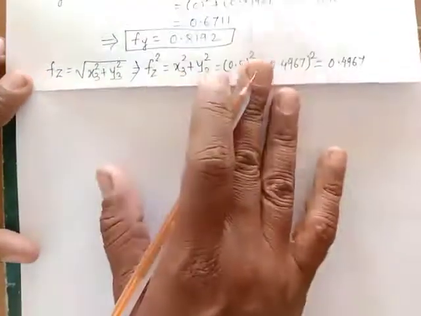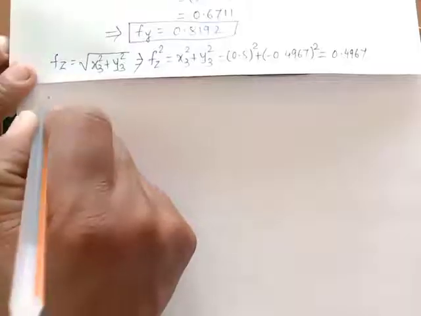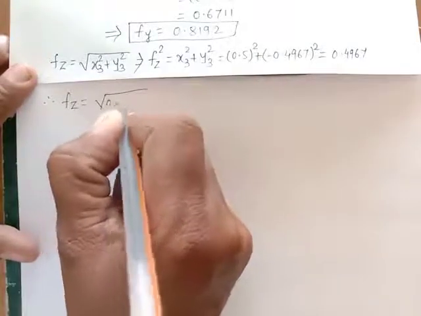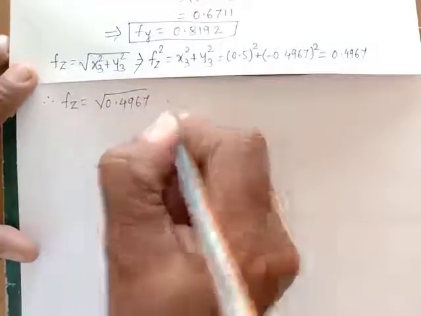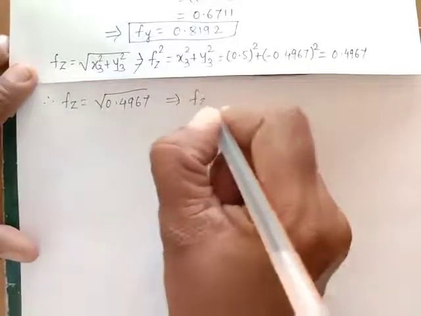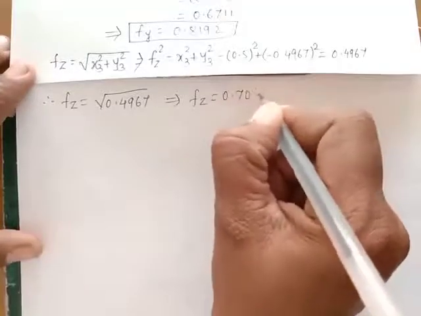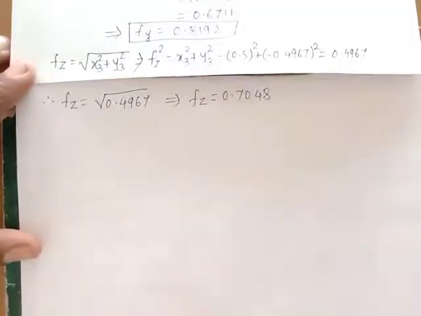Therefore, wait, therefore fz is what? Square root of 0.4967, and that value of fz is what? 0.7048. It will be this one.